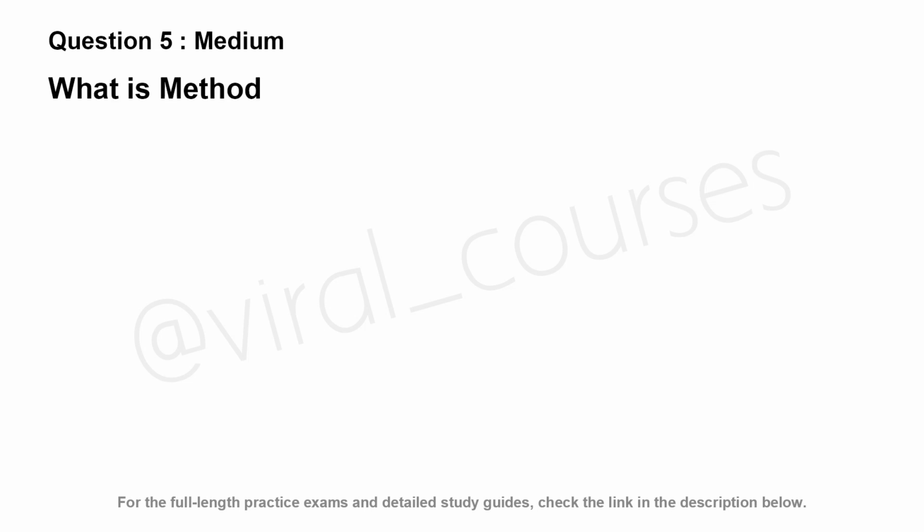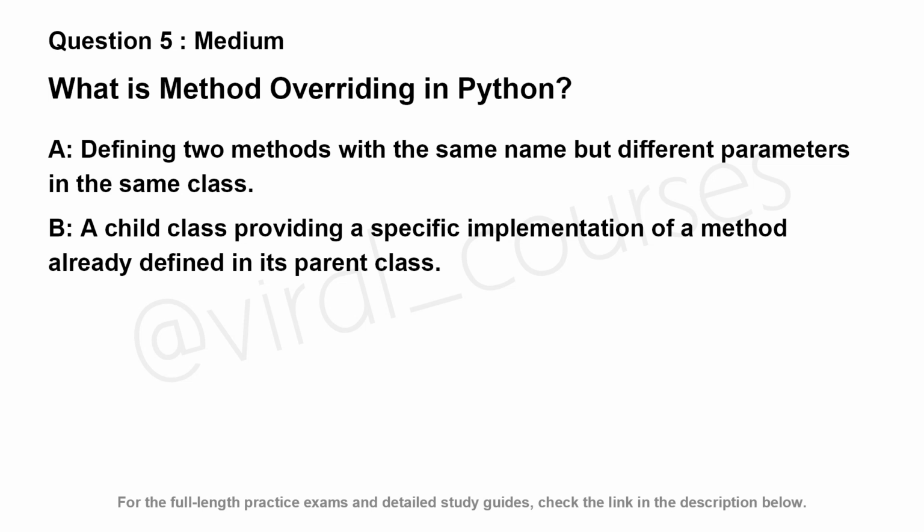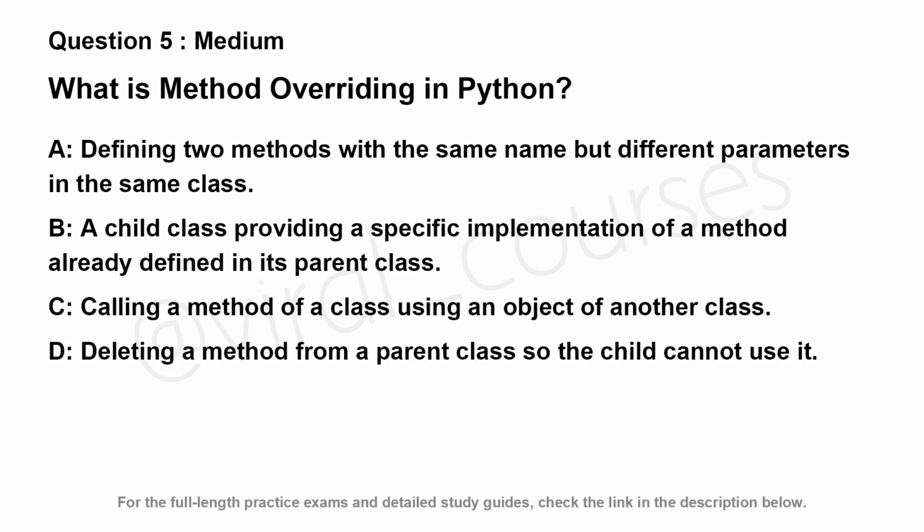What is method overriding in Python? Option A. Defining two methods with the same name but different parameters in the same class. Option B. A child class providing a specific implementation of a method already defined in its parent class. Option C. Calling a method of a class using an object of another class. Option D. Deleting a method from a parent class so the child cannot use it.